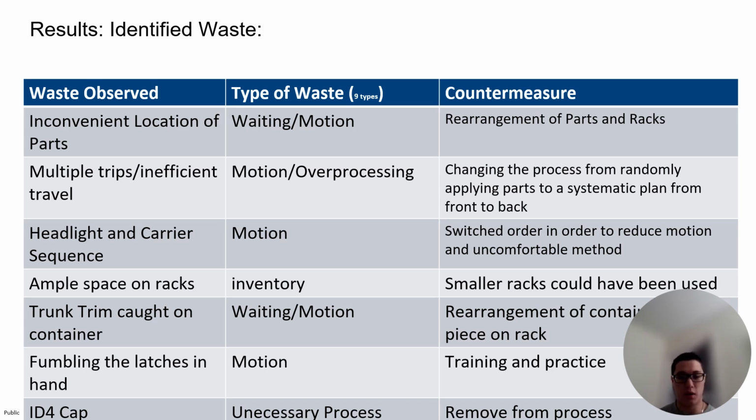Some of those, like fumbling the latches in his hand, that's just going to come with the job and getting more training practice. While others, like the trunk trim getting caught in a different container because it was in a tight spot, could be reduced pretty easily. And then other things like the ID4 cap could be completely removed from the process.